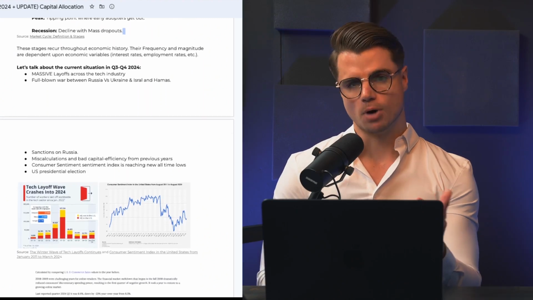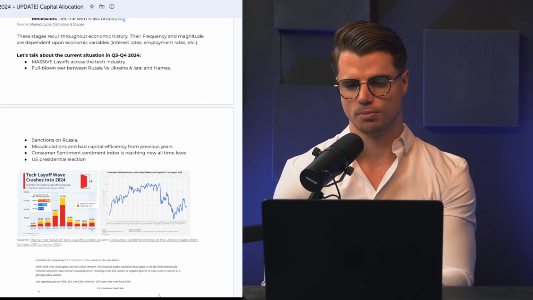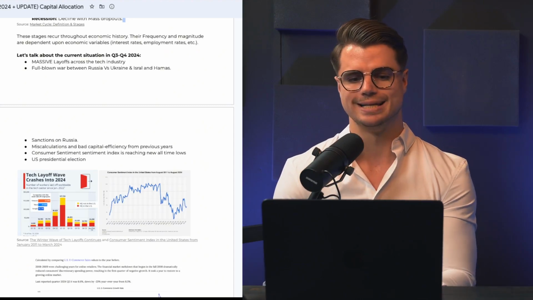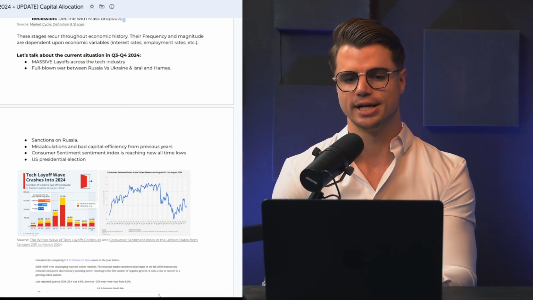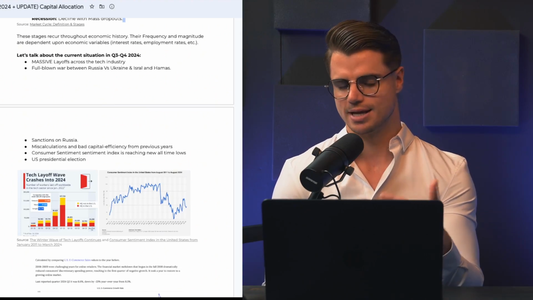Now that's looking at the market from 2 different ways. The stages recur throughout economic history. The frequency and the magnitude are dependent upon economic variables, interest rates, employment rates, etc.